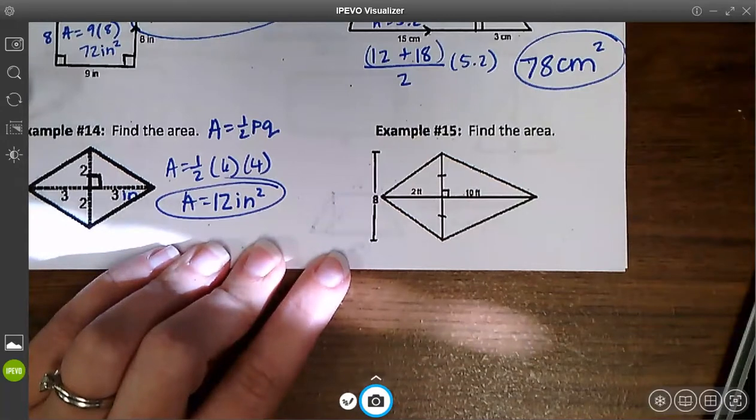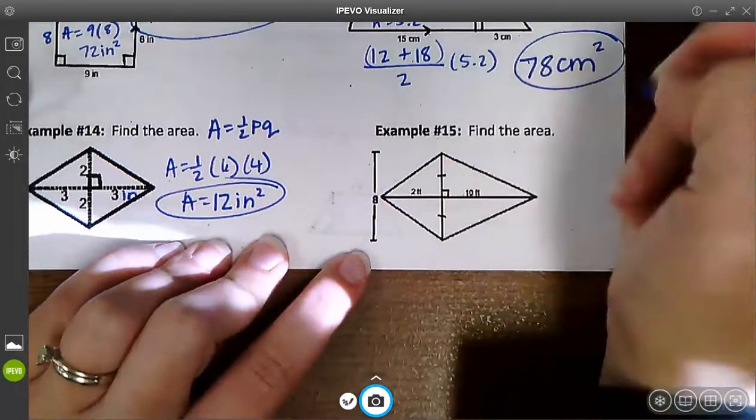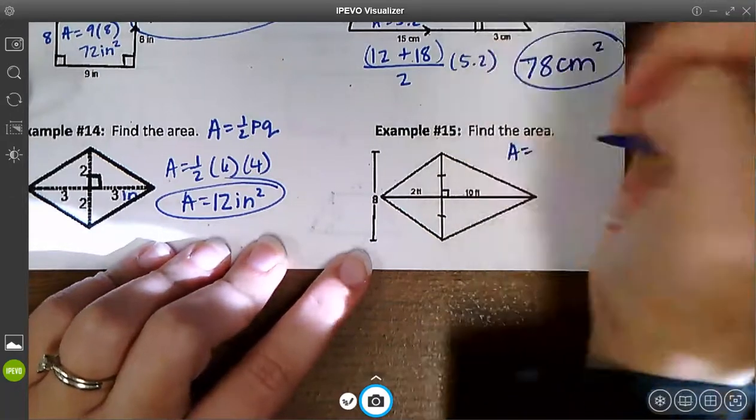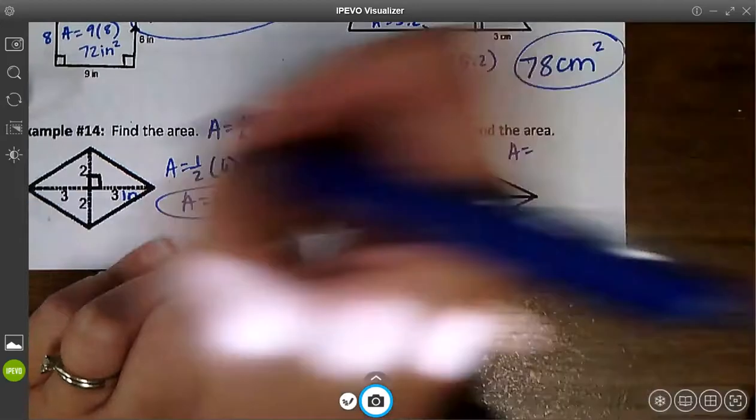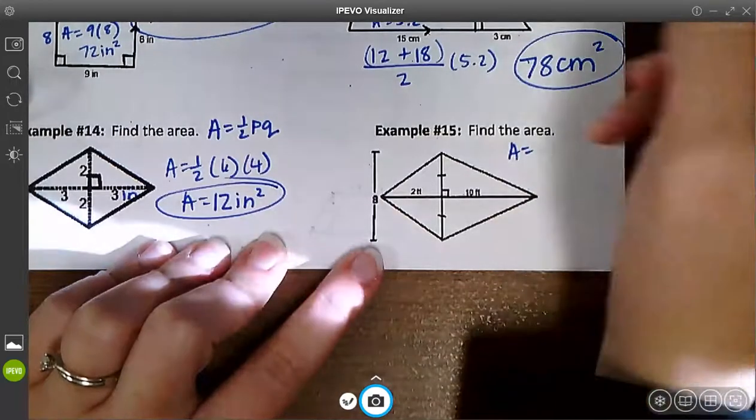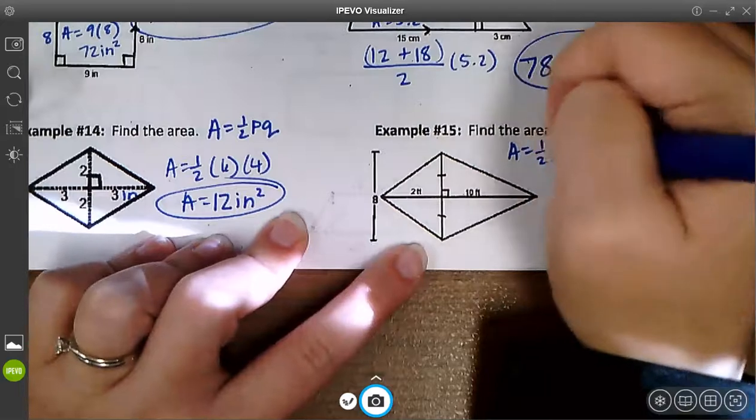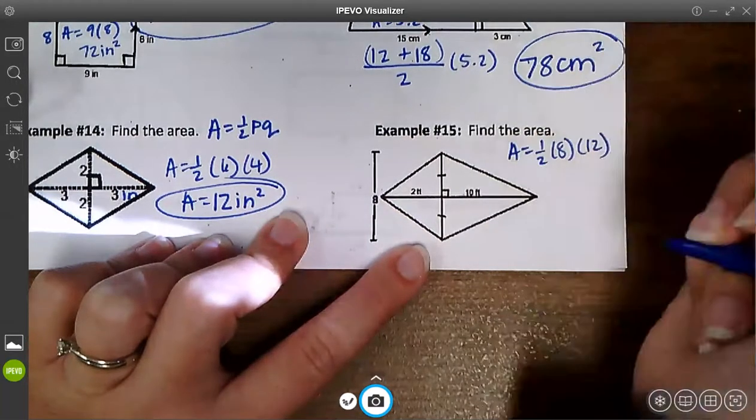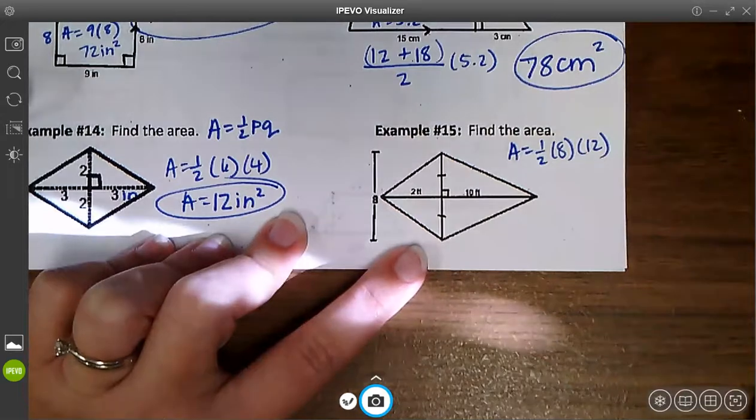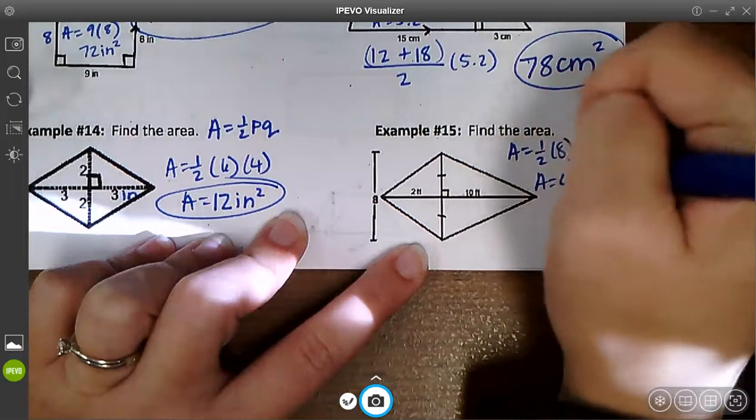The last one here, before we do a couple of the shaded region, our diagonal this way is 8. This is a kite. The formula for the kite and the rhombus are the same. This one was probably a rhombus. 1/2 times my diagonal, which is 8, times this diagonal, which is 12, 10 plus 2. 8 times 12 is 96. Divide that by 2, and you get 48. So we have 48 feet squared.